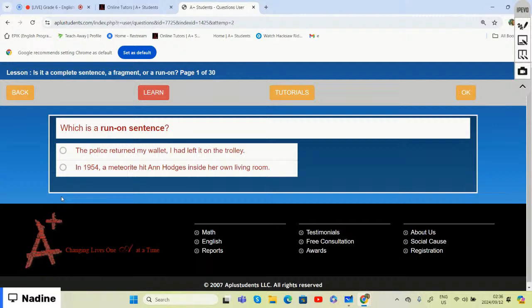All right. So it says, the police returned my wallet. I had left it on the trolley. Or option two, in 1954, a meteorite hit Anne Hodges inside her own living room. Which one is correct that shows a run-on sentence?